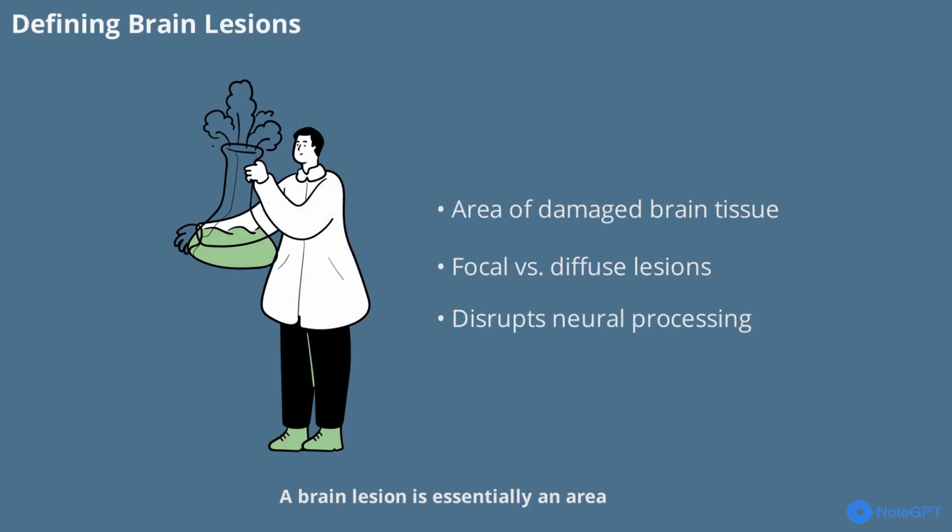A brain lesion is essentially an area within the brain where the tissue is damaged, abnormal, or not functioning as it should. This damage can disrupt the way neurons communicate, either in a specific location or across broader networks. The effects of lesions can range from subtle cognitive changes to significant emotional or behavioral impairments. Lesions are categorized as either focal, meaning they're confined to a particular region, or diffuse, where the damage is widespread and affects multiple areas or connections. Understanding these distinctions is key to grasping how lesions impact brain function.